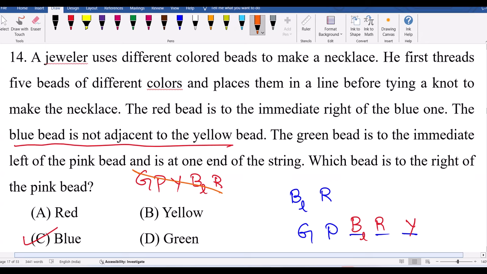G and P, left two positions blocked. Right. Now let's see about the next question.